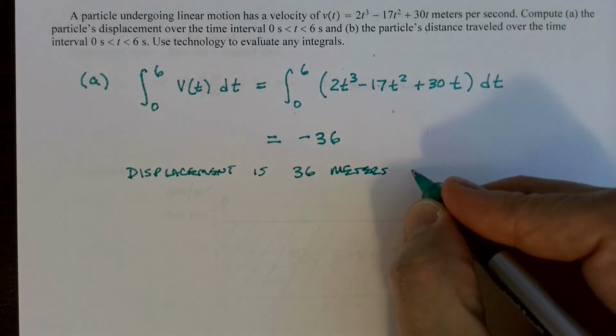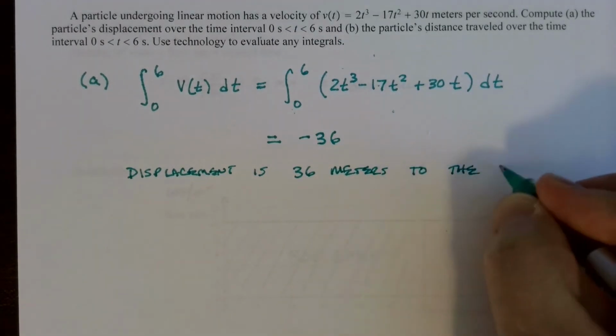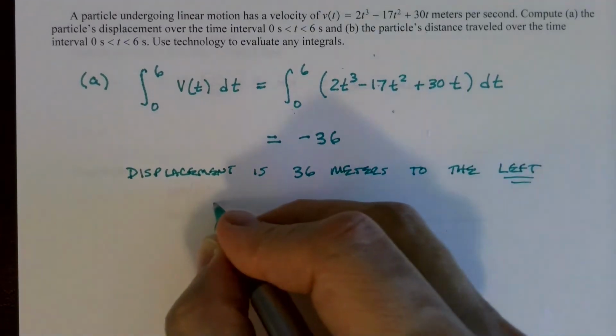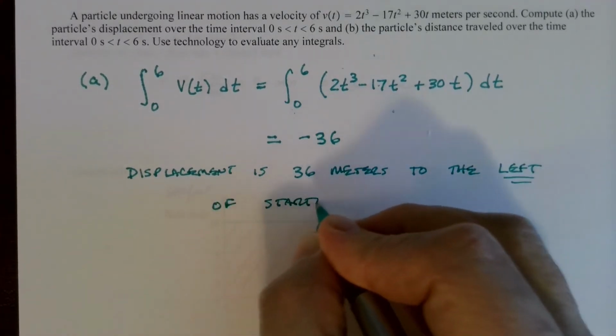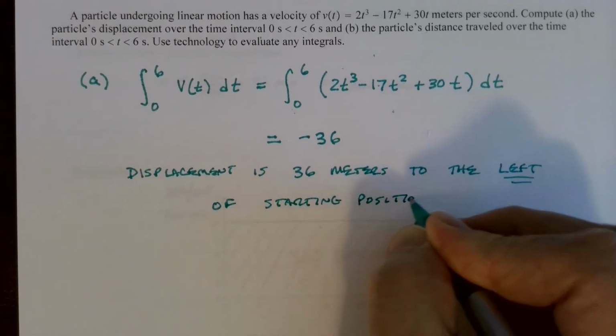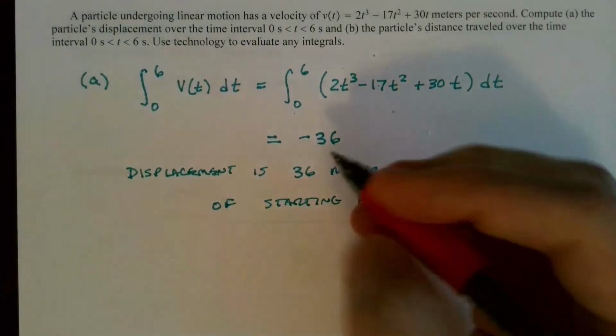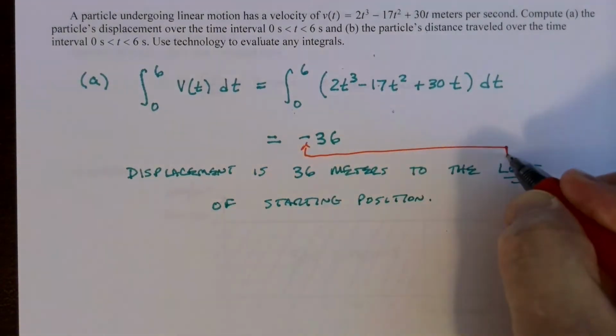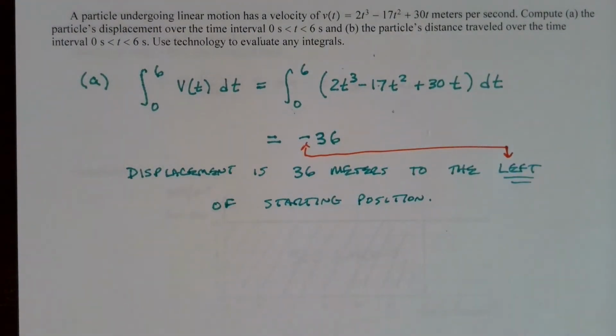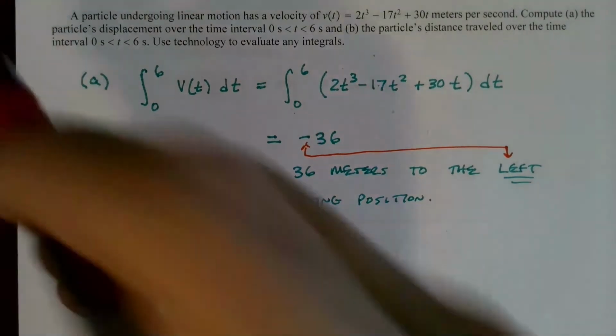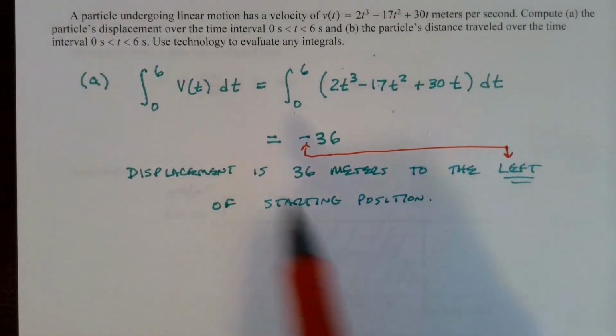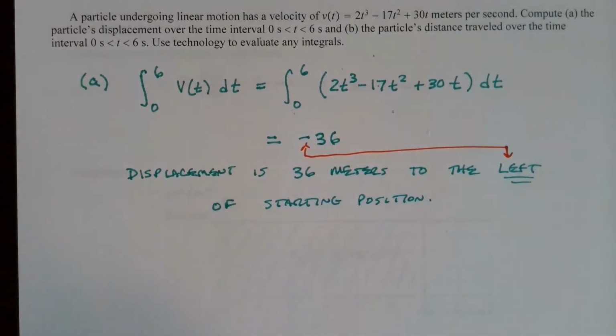What's the negative sign significance? To the left of starting position. So that negative sign there is telling me I am to the left. If it's a positive sign, I would be to the right. I'm assuming left-right motion. If you're moving up-down, then we're talking about 36 meters below your initial position, if it's negative. If it's positive, it's above or to the right. So that's what the displacement means. Displacement could be positive, negative, or 0.